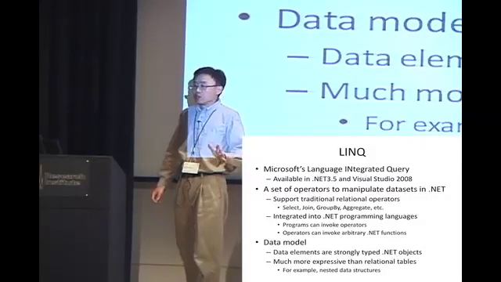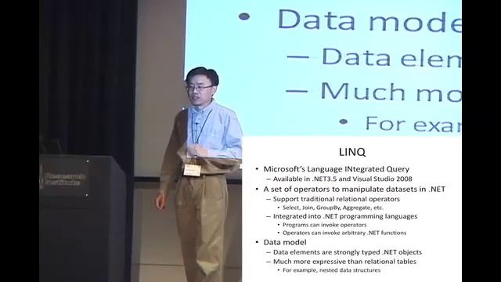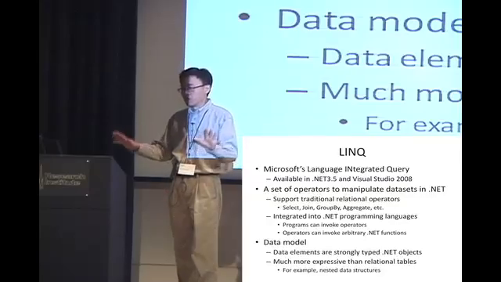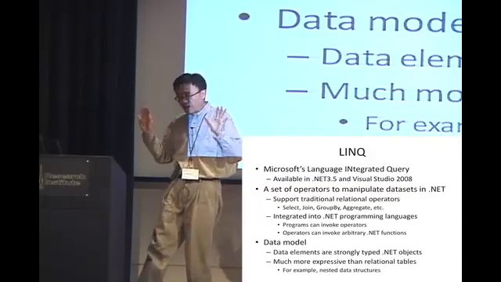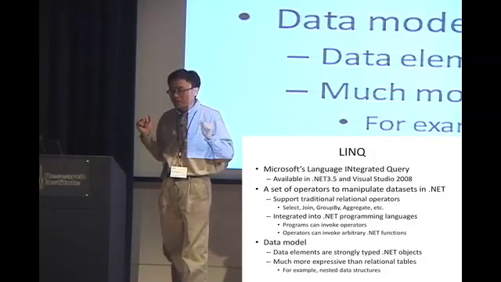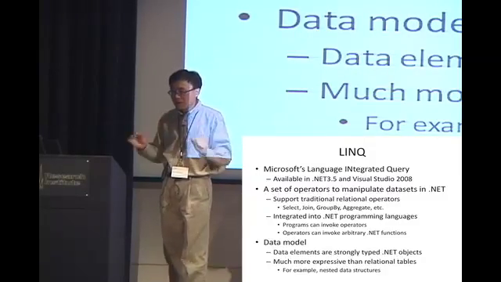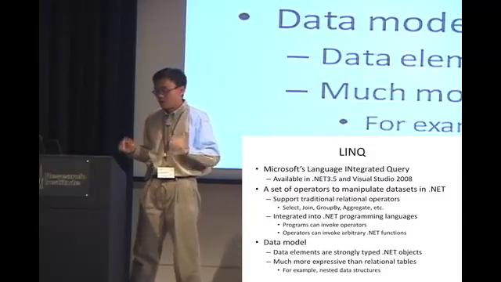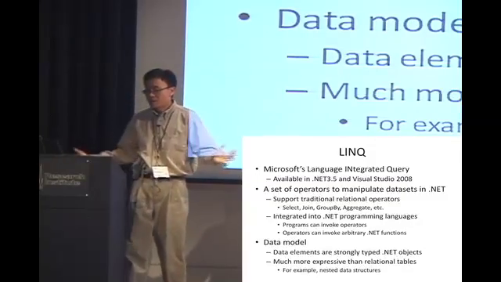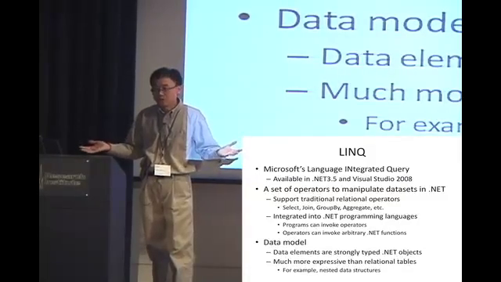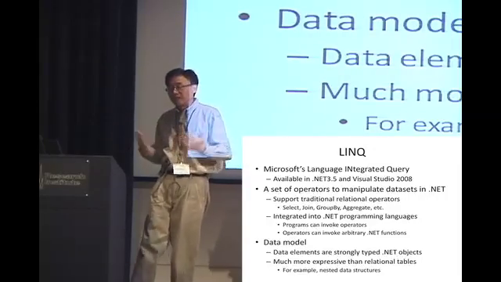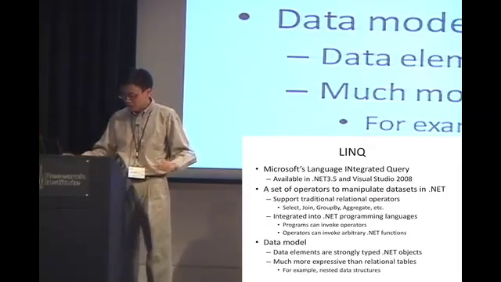The data model is also very, very simple. It's just strongly typed .NET objects. We're not introducing anything like tuples or any kind of new concept or new data model. The model is just .NET objects. It's your Java classes or Java objects. And it's very expressive, as we know. You can express graphs, you can express linked lists, you can express anything you want.